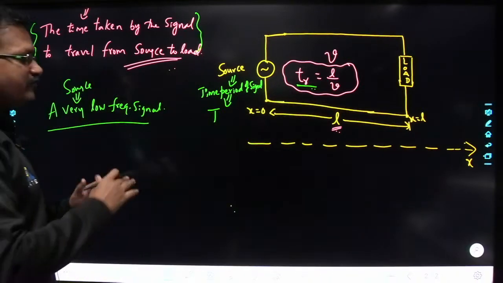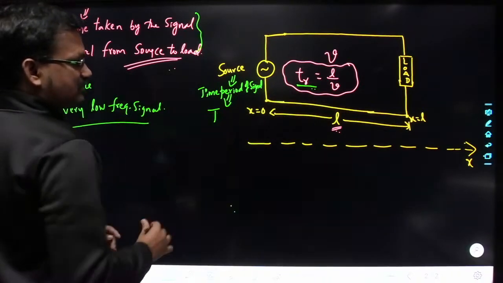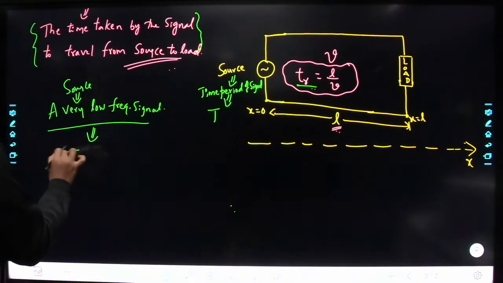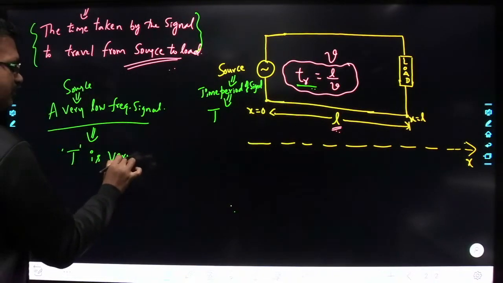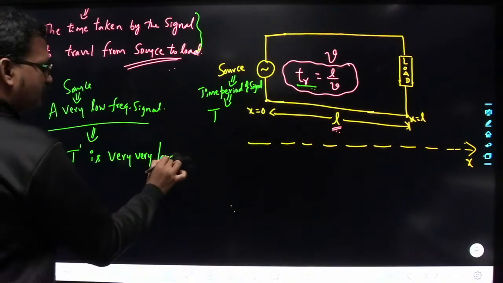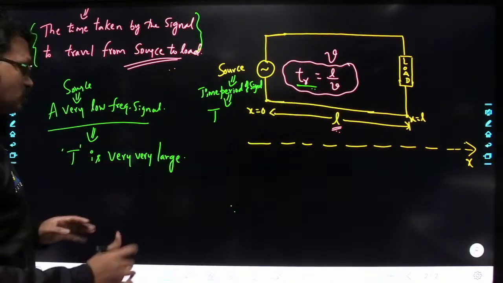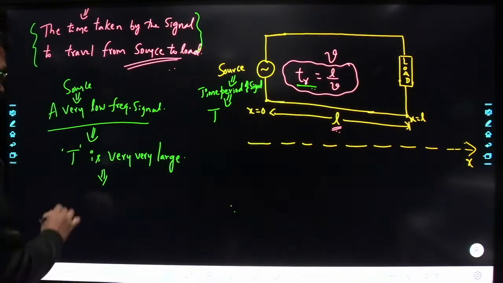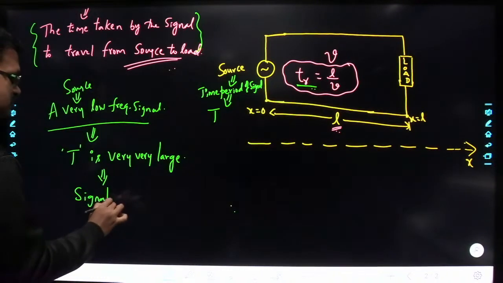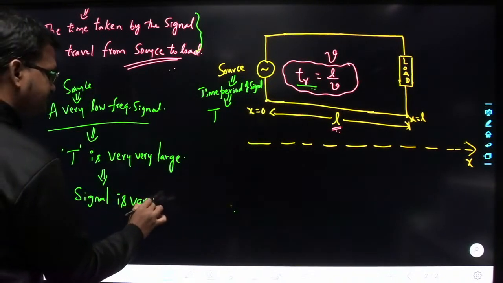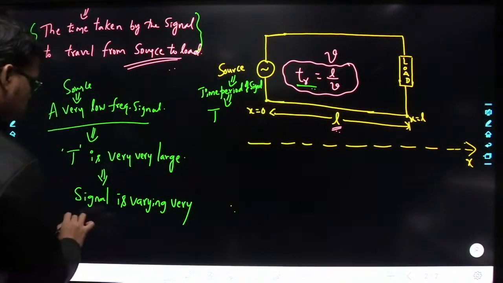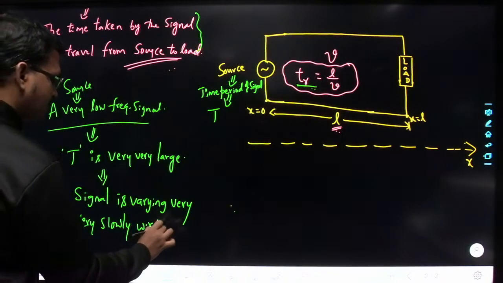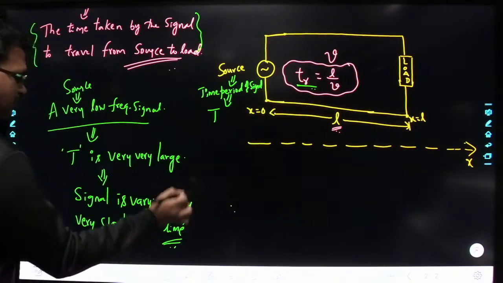Whenever I am applying a very low frequency signal, the time period will be what? The time period will be very, very large. Yes or no? Low frequency signal means time period is very, very large. So time period is very, very large means the signal is varying very, very slowly with respect to time.